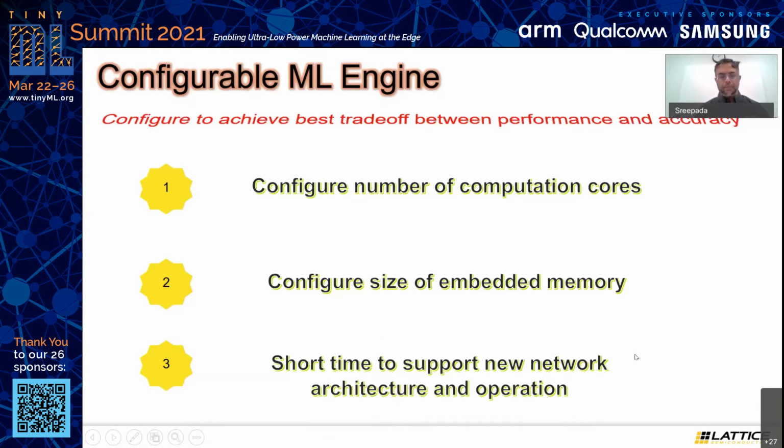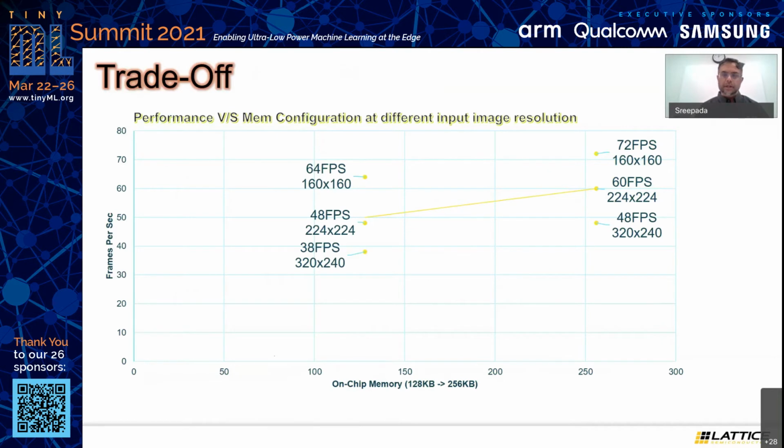A short time to support new architectures and new operations is another key feature of this whole soft engine. Now, the tool allows you to do the trade-off in terms of, for example, frame rate versus on-chip memory. So, if I have this much memory, what kind of performance do I get? The tool allows you to derive that. Basically, you can come up with different memory specs and then get the performance values.